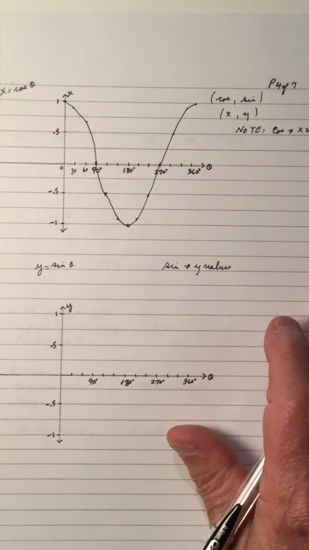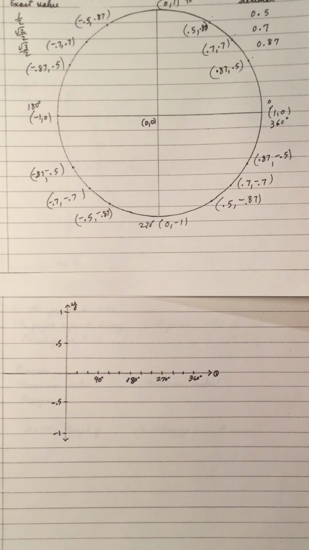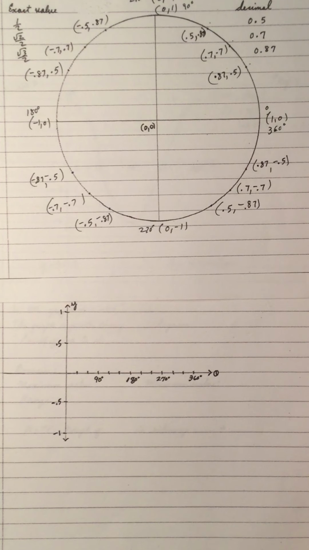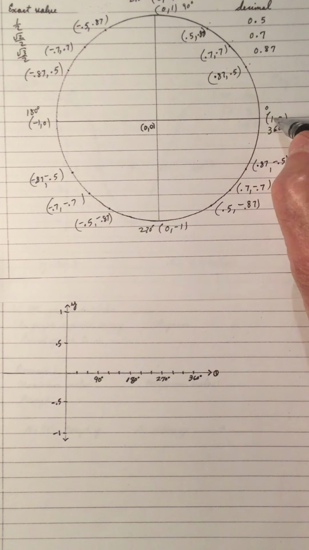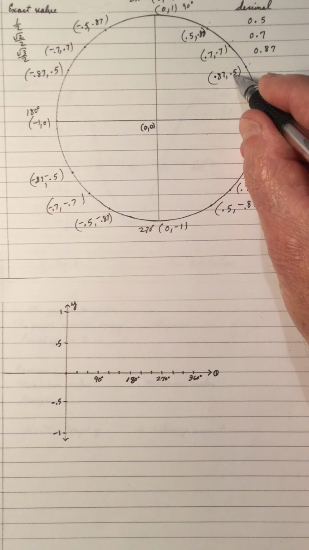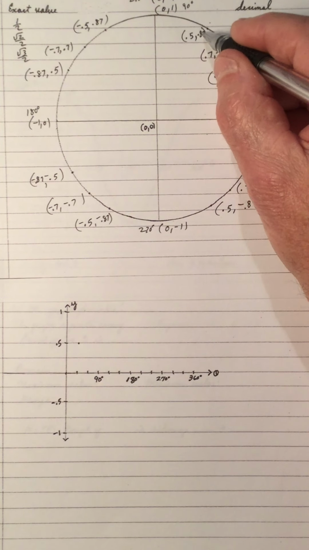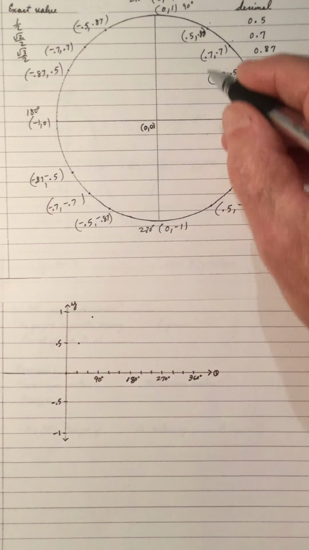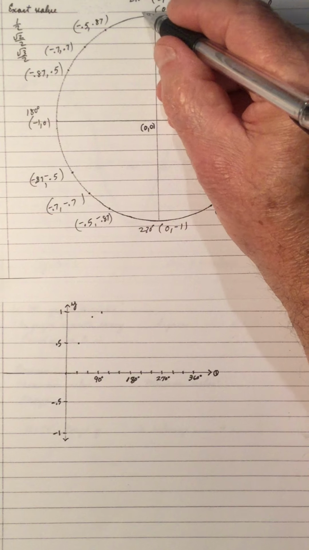Now, it's important that you know, and let's do the sine now. So sine is the y. The y value starts off at 0. 0 degrees gives you 0. Then the y goes to 0.5. I'm not doing a 45. Then the y goes to 0.87. And at 90, the y is 1.